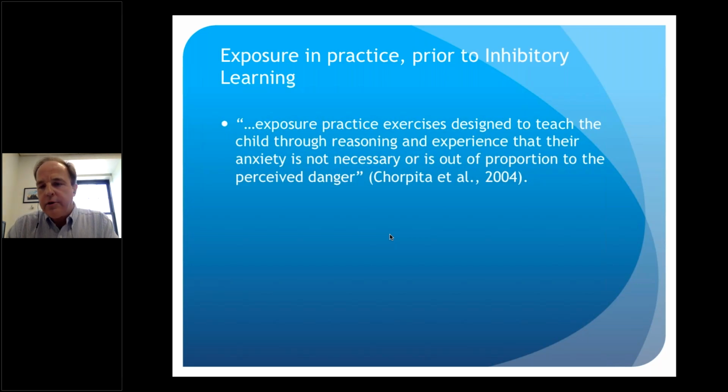This was in a structured treatment protocol that Chorpita's group did and was published in 2004, where they described exposure for children having fear and anxiety disorders as follows. Exposure practice exercises designed to teach the child through reasoning and experience that their anxiety is not necessary or is out of proportion to the perceived danger.